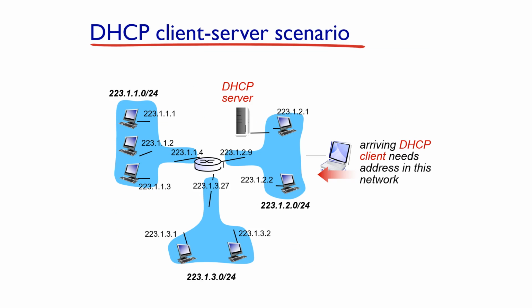Here it is a DHCP client server scenario. One host in the network is acting as a DHCP server, and when a new host is connected into the network, it will be assigned an IP address by the DHCP server that will be unique inside the network.